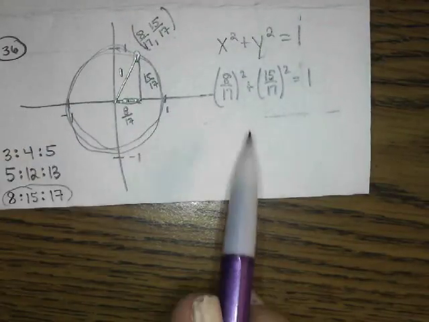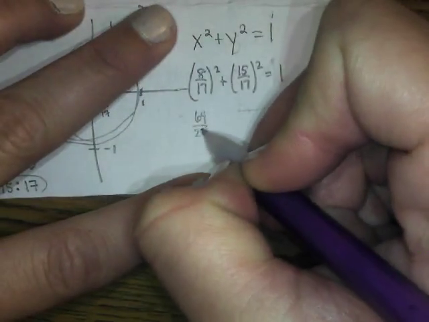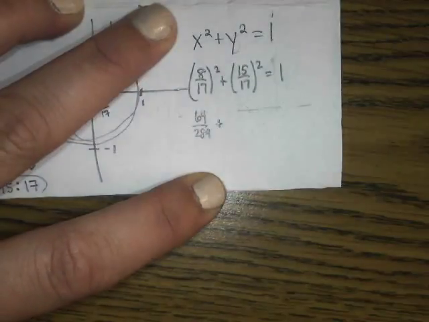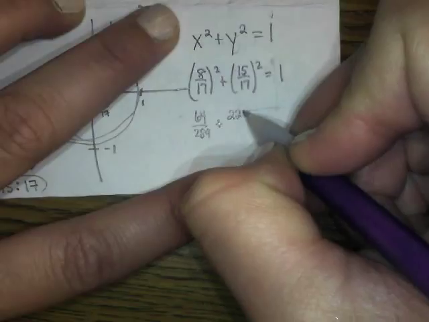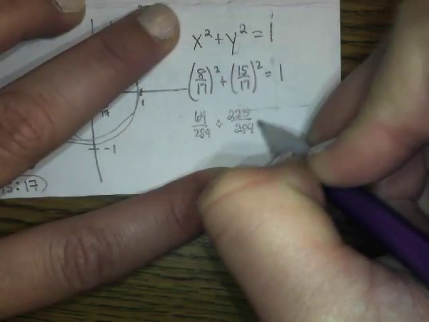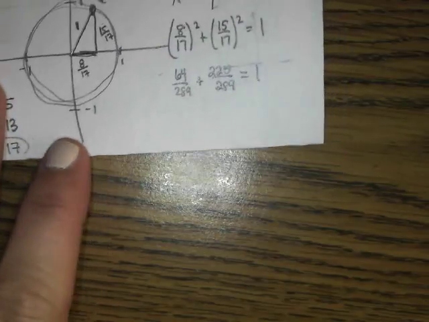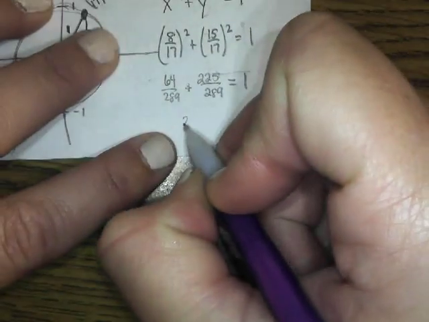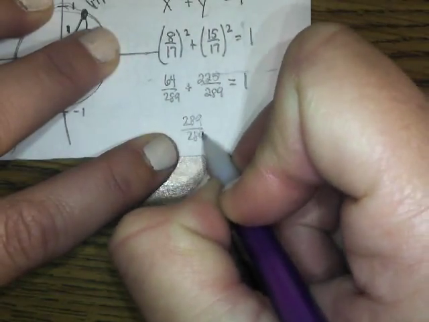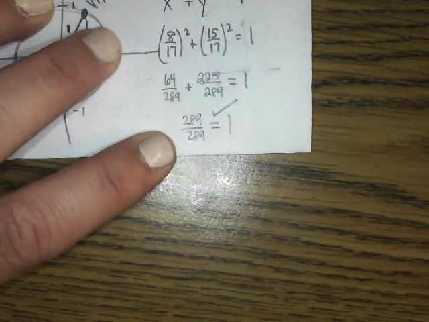Now, 8 over 17 squared is going to be 64 over 289. 15 over 17 squared is 225 over 289. And then the good news for me is I already have a common denominator, so 64 plus 225 is 289 over 289 equals 1. And can we put a check mark and confirm that that's true? Good? Okay.